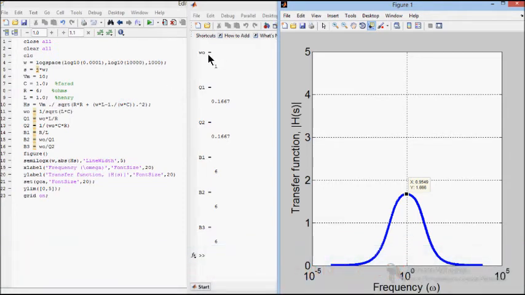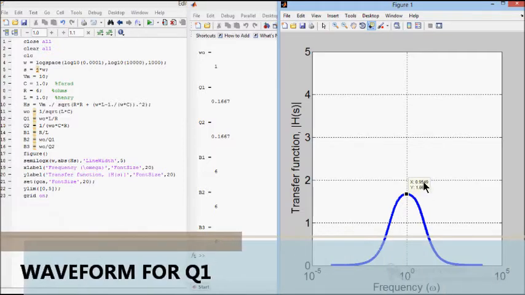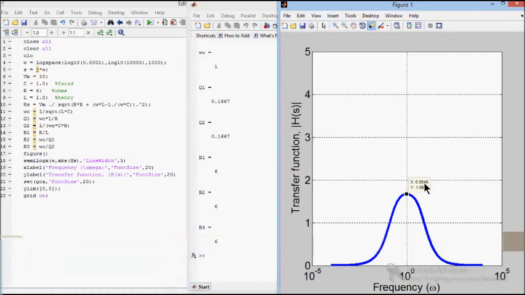This is the answer. Firstly, we get the omega node, or known as frequency resonant, is 1. We get the quality factor Q is 0.1667 and we get the bandwidth. The bandwidth is 6. After that we will get the waveform. This is the waveform for Q1. X axis for the waveform is 0.9549 and Y axis is 1.6666.